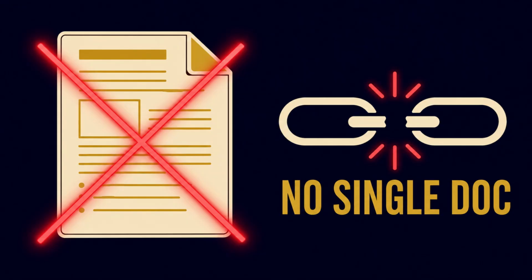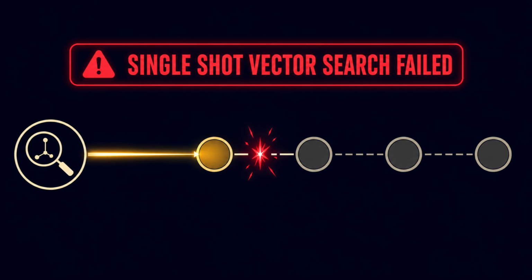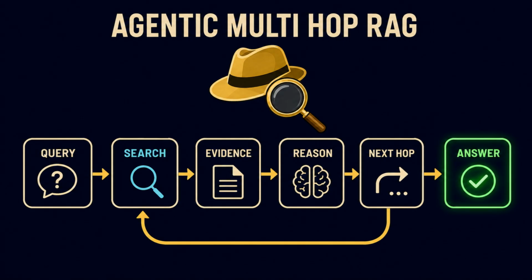No single document has that whole chain. You would need to find who led engineering at Apple, then what startup they later founded, then who bought that startup. Three lookups, each depending on the last one. One vector search can't do that in a single shot. That's multi-hop or agentic RAG.